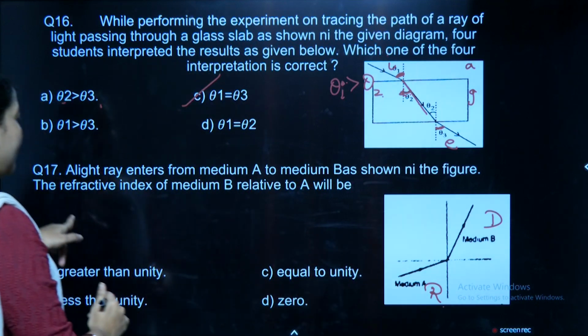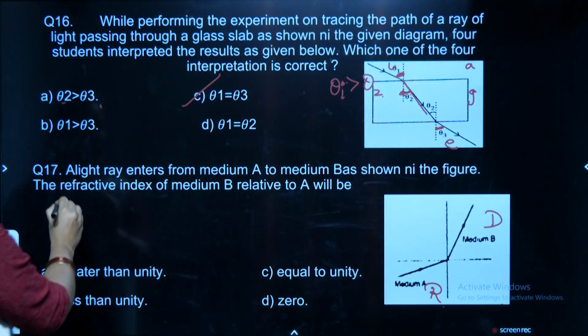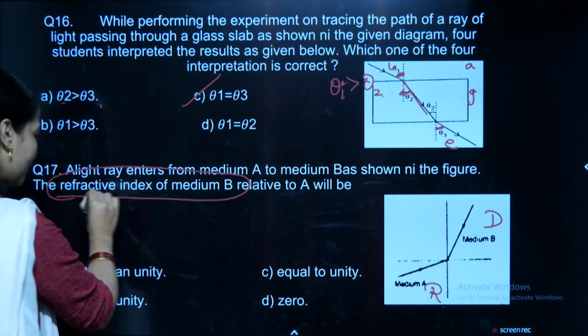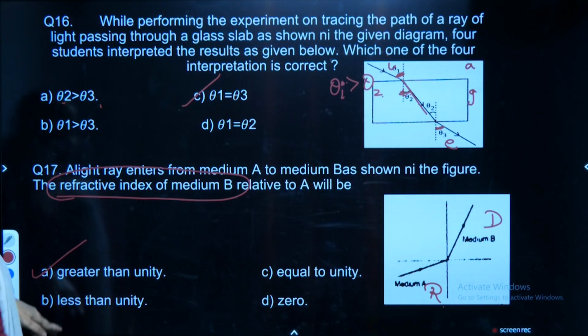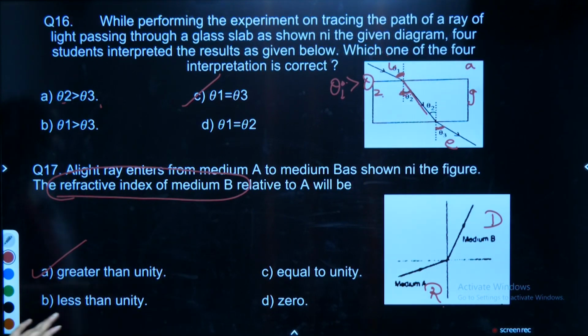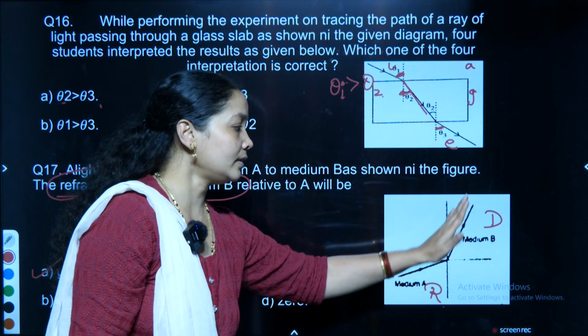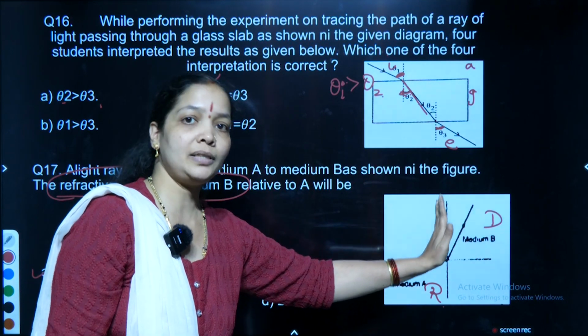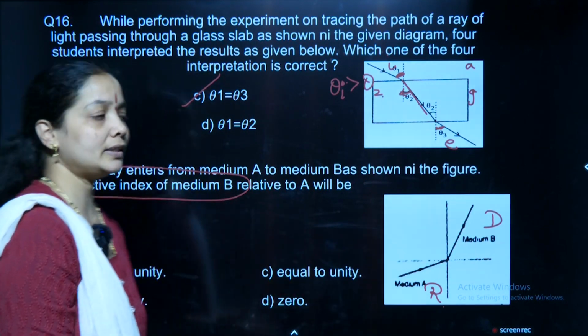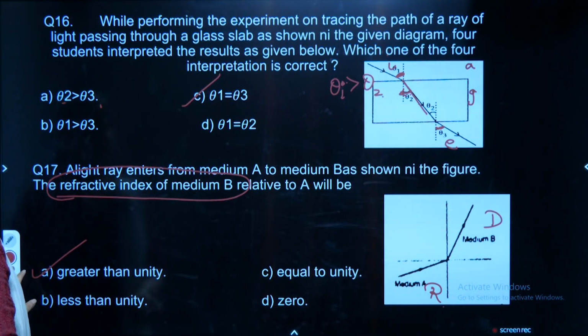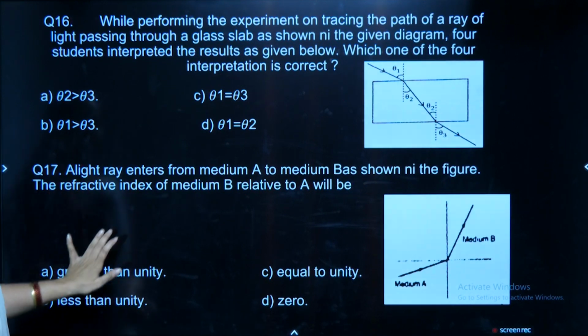That means if they are asking us about the refractive index of medium B, it has to be greater than 1. For the first option, greater than unity, because from rarer to denser, the light ray bends towards the normal, refractive index will be more than 1. That's the clarity that we need when we are solving refractive index based questions.